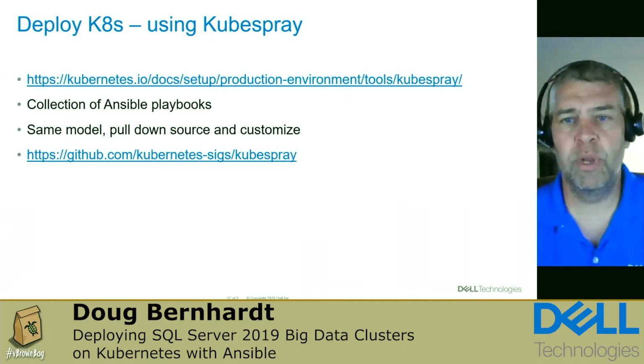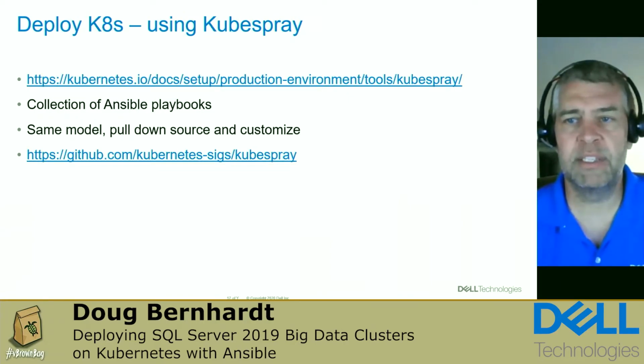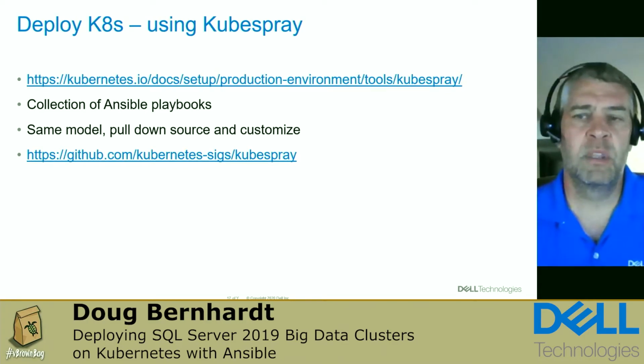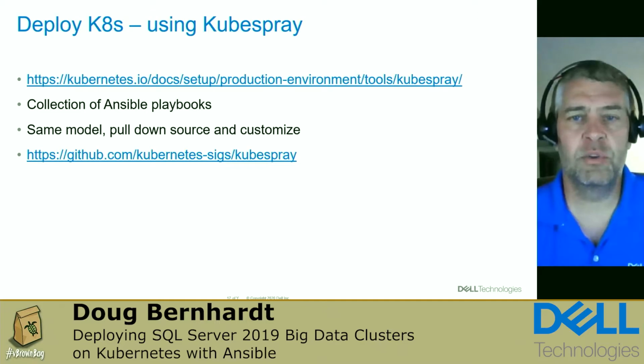Now that the VMs are deployed, the Kubernetes cluster can be deployed on top. In this example, I'm using kubespray, which you can read more about on the Kubernetes website, and pull the source from the GitHub link listed here as well, but it's the same idea. Pull down a set of playbooks, customize for the environment, and run. The biggest difference here is that since kubespray offers several different options, there are a lot more parameters that can be specified, but it's still fairly straightforward.